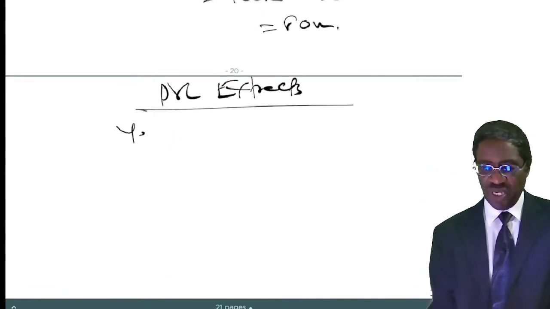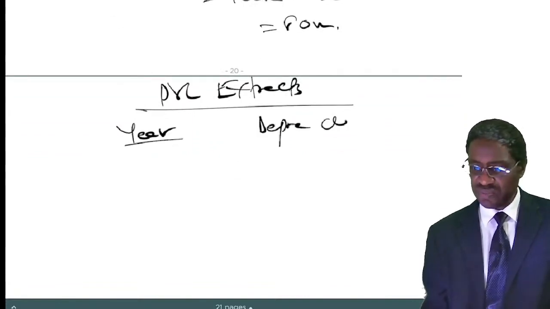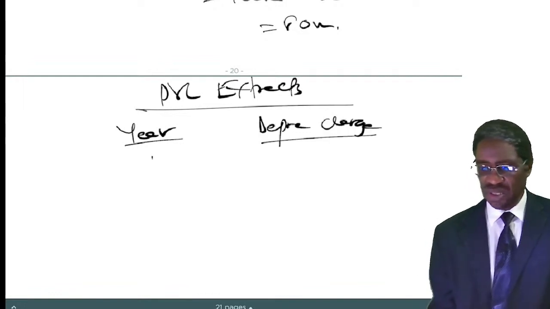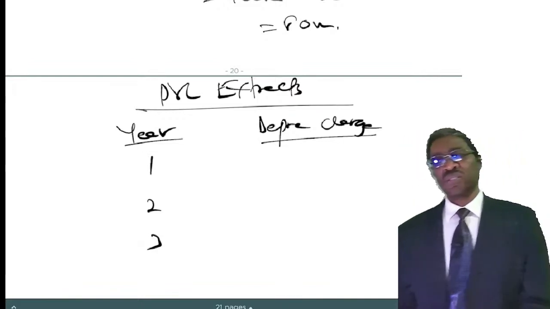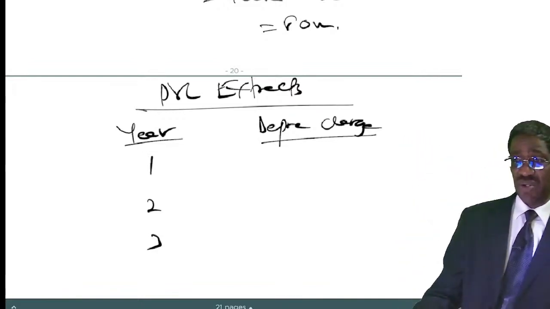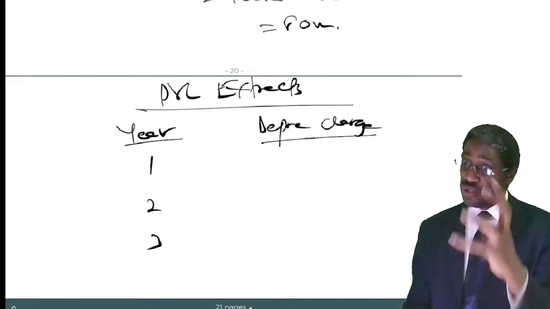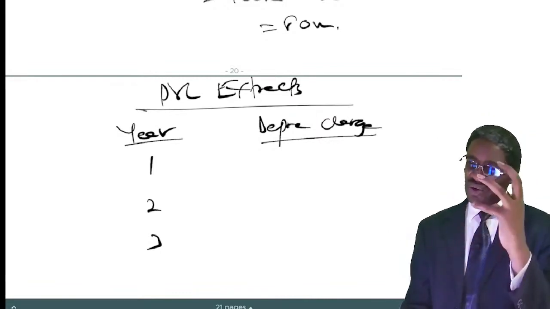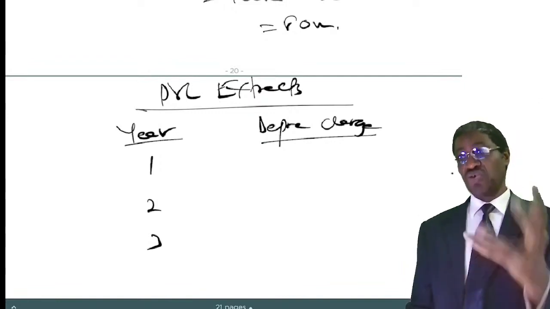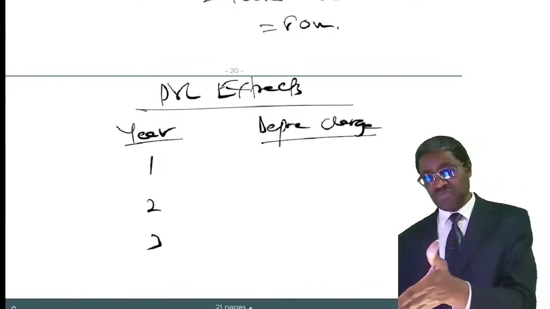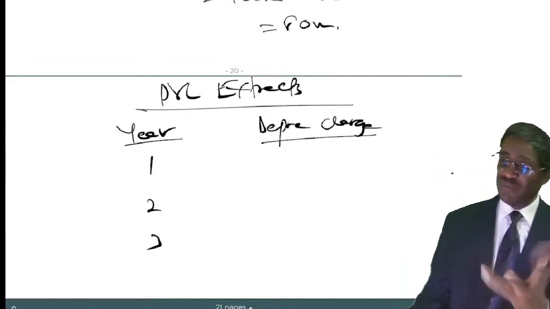We are told to do for 3 years. So you have a column for the year. You have a column for the depreciation charge. Year 1, year 2, year 3. Don't forget, listen to this now. Don't forget that this machine has a residual value. Whenever you have an asset which has a residual value and you're using straight line, you normally take the cost minus the what? Minus the residual value, what you call scrap value. So you divide by the useful life.